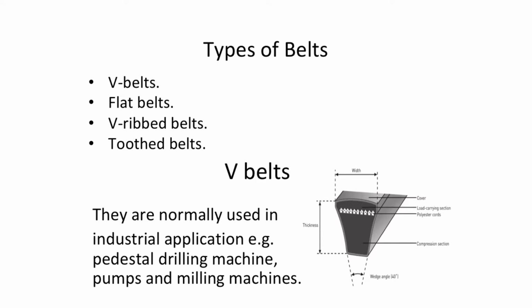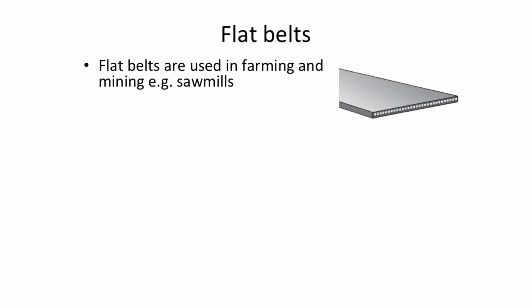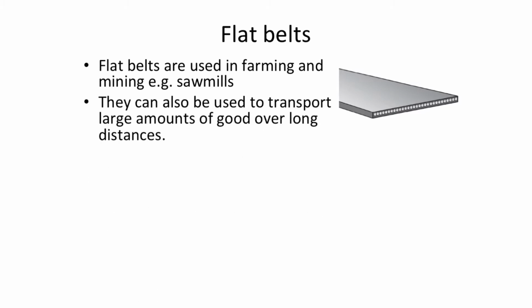And then I want us to check the flat belt. Where are they used? The flat belts are used in farming and mining. And you can also see the picture that shows us the flat belt. They can also be used to transport large amounts of goods over long distances, meaning that if you want to transport large amounts of goods in an industry, they prefer to use flat belts.